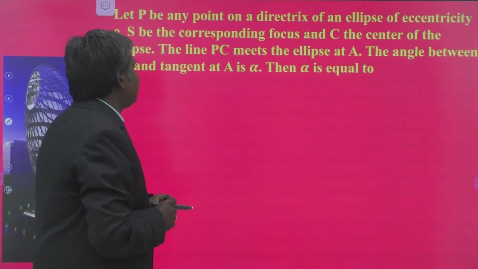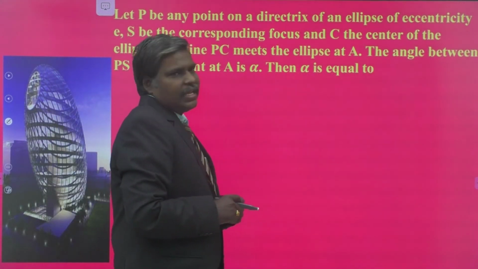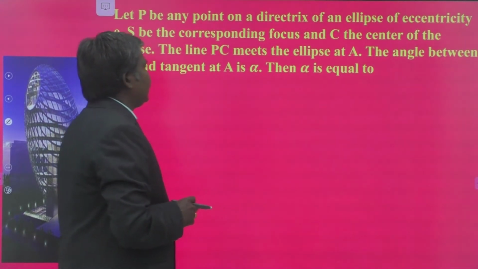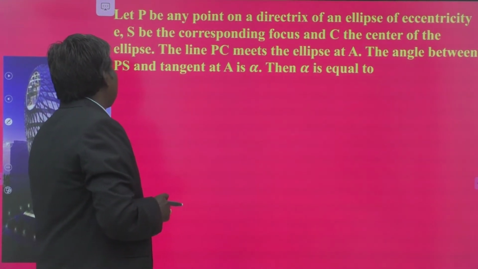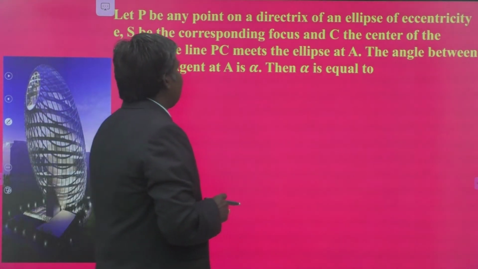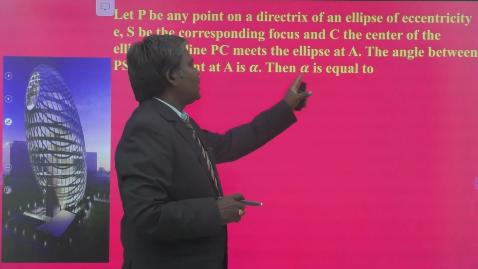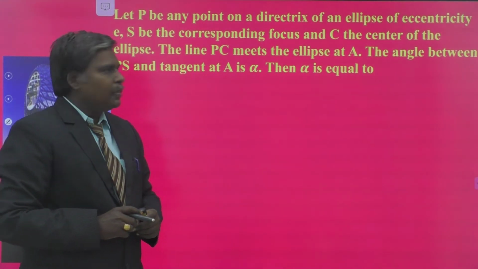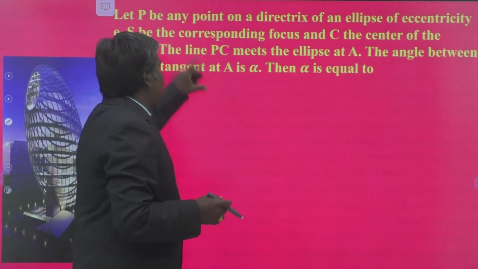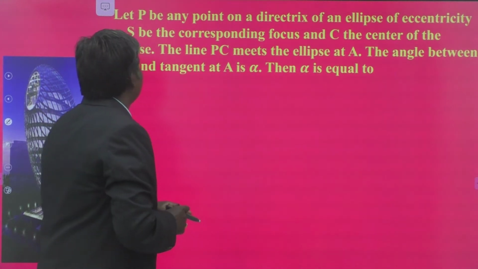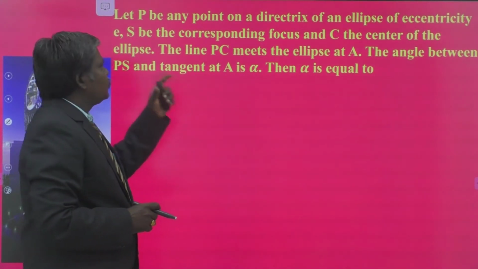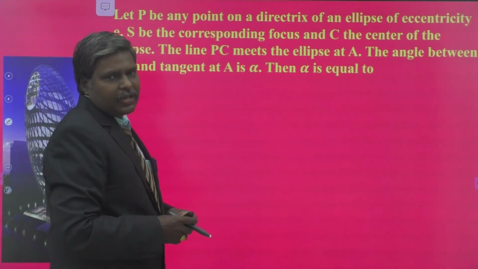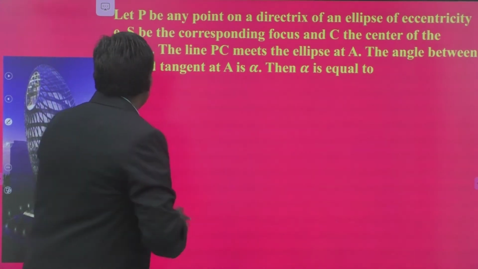The line PC meets the ellipse at A. The angle between PS and the tangent at A is alpha. Then alpha is equal to what? That is your question. So, this is also a 4 lines problem. By reading each and every line, let us try to draw the figure and then we conclude them.